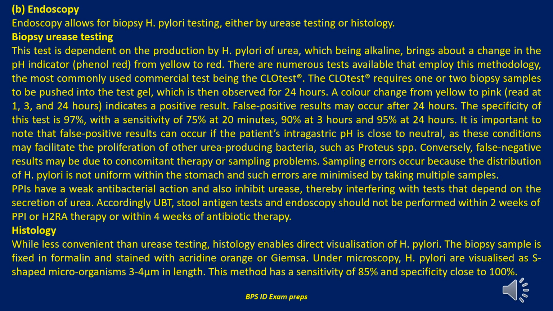Endoscopy allows for biopsy Helicobacter pylori testing, either by urease testing or histology. Biopsy urease testing. This test is dependent on the production by Helicobacter pylori of urease, which being alkaline, brings about a change in the pH indicator phenol red from yellow to red. There are numerous tests available that employ this methodology, the most commonly used commercial test being the CLO test.